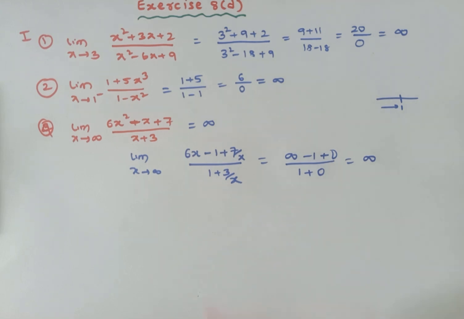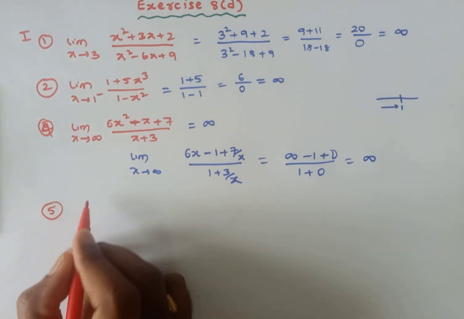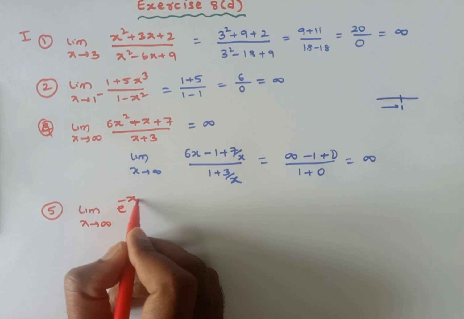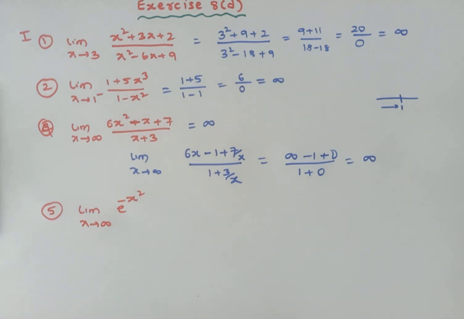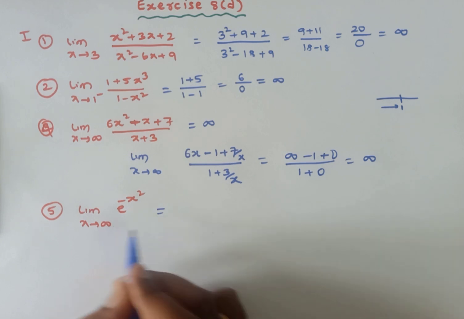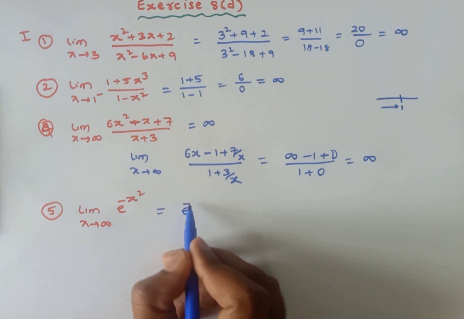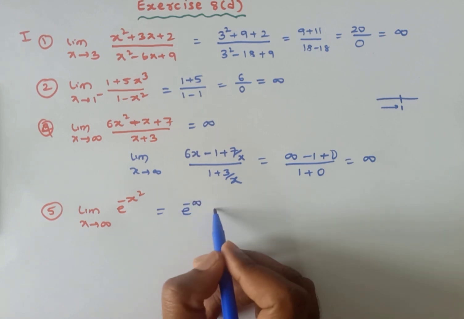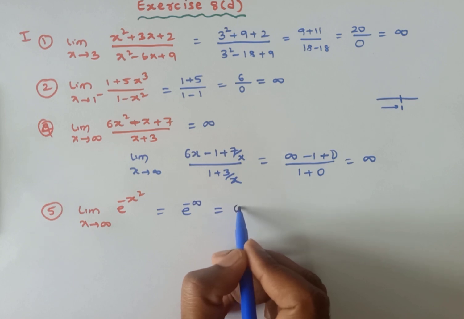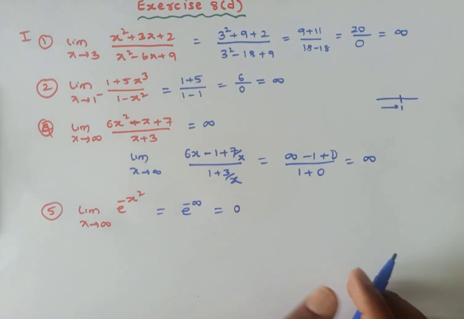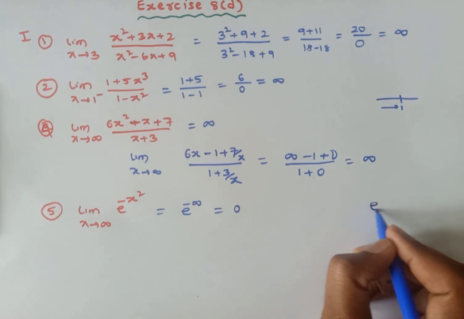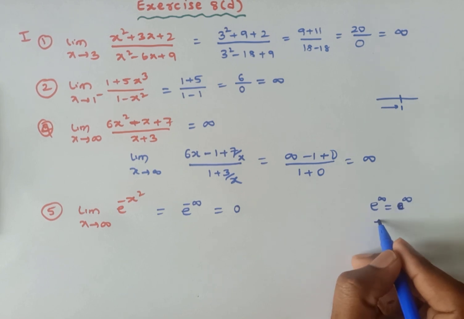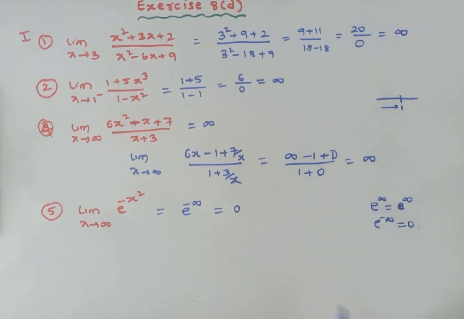Next, the fifth one: limit as x tends to infinity of e to the power of minus x square. Apply the limit directly. As x approaches infinity, it is e to the power of minus infinity square, which is again minus infinity. So e power minus infinity. We already discussed in the previous lecture that e power minus infinity is 0. Here you need to remember: e power infinity is infinity, and e to the power of minus infinity is 0.